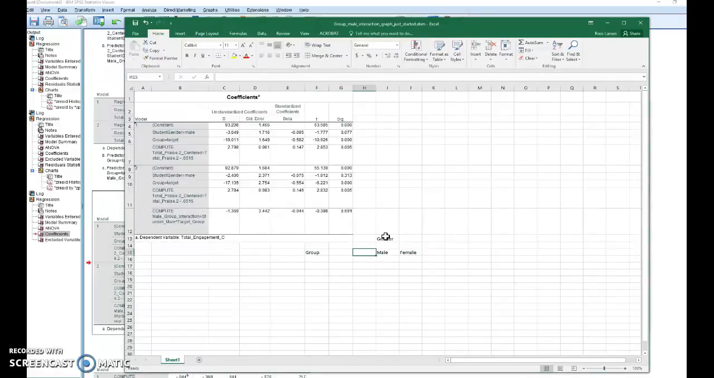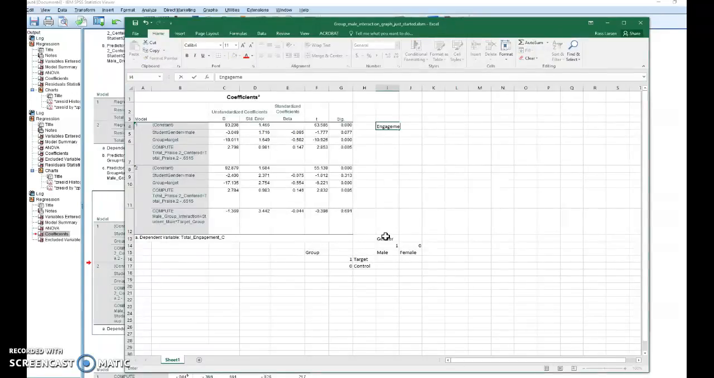The 2 values that group can take on are target, when group equals 1, and control, when group equals 0. I'll also put those numbers there. So male corresponds to a 1, female corresponds to a 0, target corresponds to a 1, control corresponds to a 0. And I'll write, for illustration purposes, the regression equation in Excel.